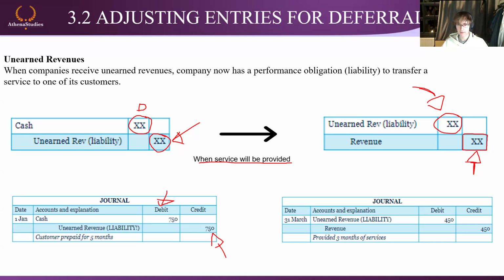Why are the numbers not the same? This is because, you mean why one side is 750 here and the other side is 450?